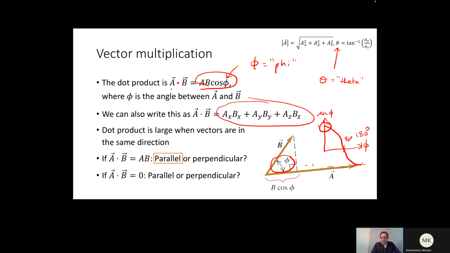How about if A dot B is equal to 0? Are those vectors parallel or perpendicular? It should be pretty obvious from the way I've stated the question, but in case you didn't get it, the answer is perpendicular. And here again, let's just take a look at the formula. If the dot product is 0, that means cosine of phi is 0. Phi is 90 degrees. That means that those vectors are perpendicular to each other.